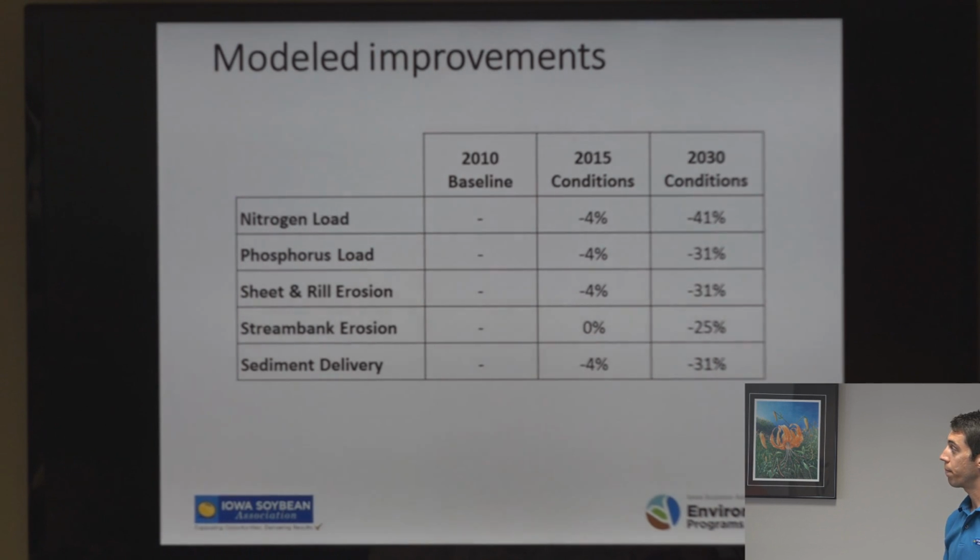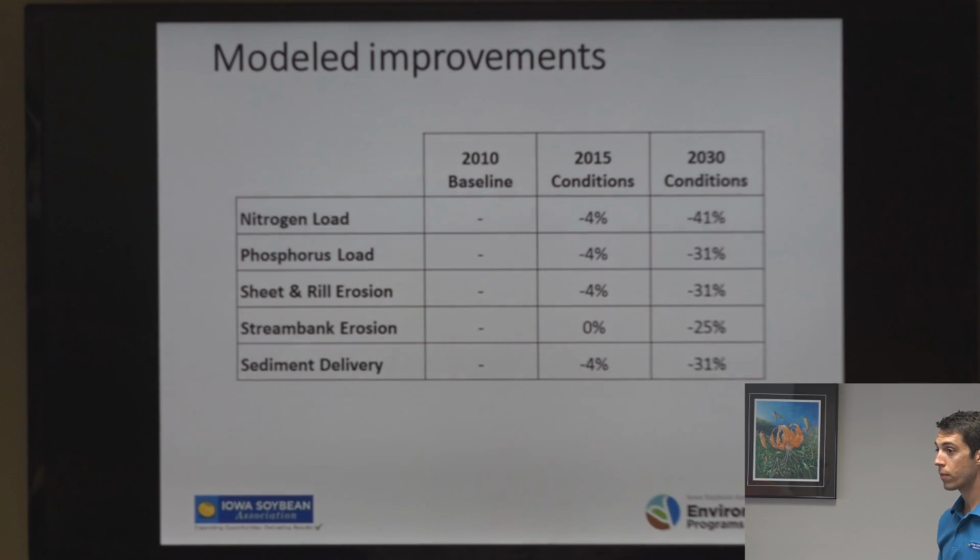And then using that phased implementation timeline, our modeling suggests that the nitrogen load will be reduced by 41%, which is the non-point source goal from the nutrient reduction strategy, phosphorus by 31%, which overachieves on the 29% goal from the nutrient reduction strategy for non-point sources.